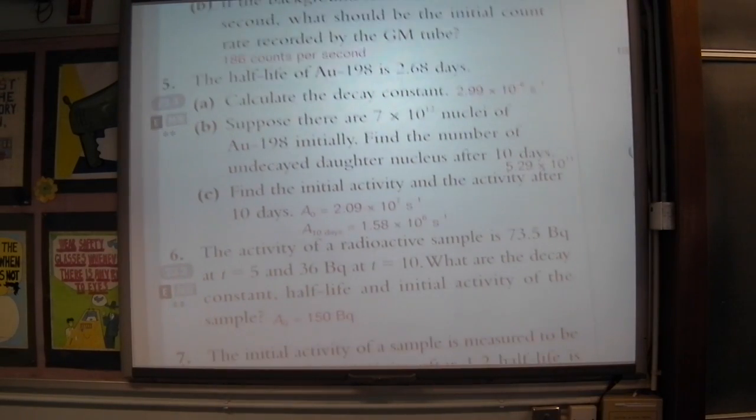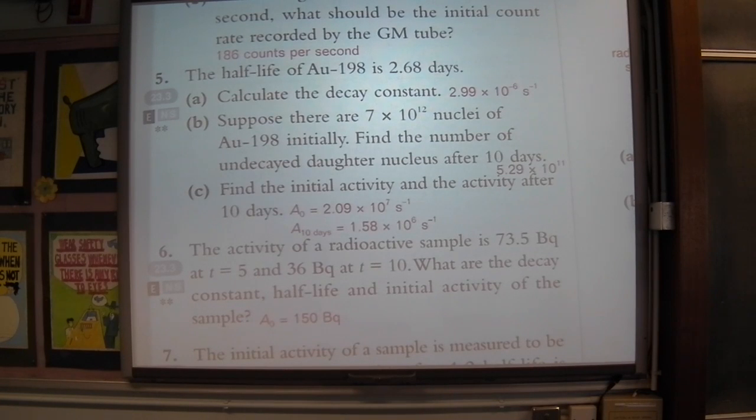Now number 5. The half-life of Au-198 is 2.68 days. A, calculate the decay constant. Again, you need to use that formula. Remember? k equals natural log 2 divided by 2.68. You can stick with the decay constant in days, or if you wish, you can change it into seconds. Both are acceptable, but remember the units.